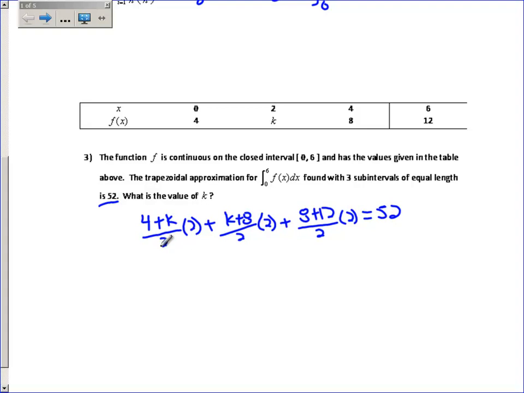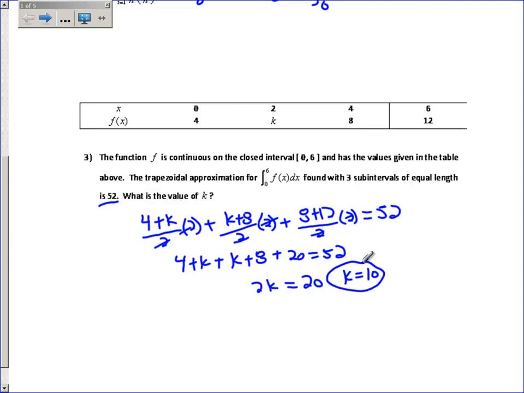So let's simplify this a little bit. 4 plus k plus 8 plus 20 equals 52. So 2k is equal to 20. So k has a value of 10.